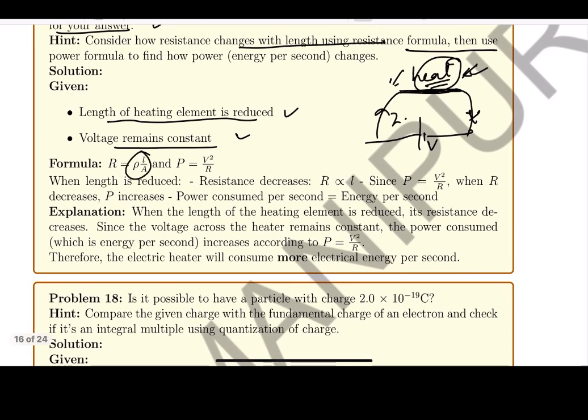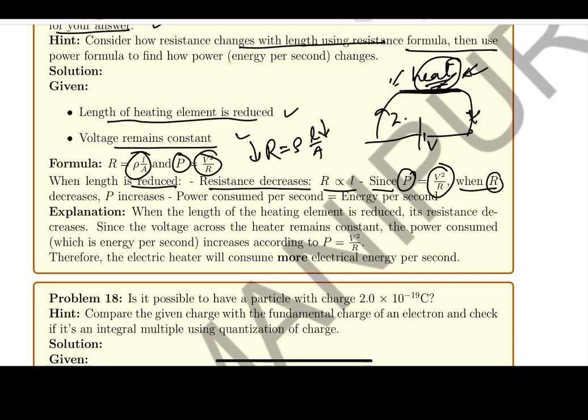So R is equal to rho L by A. Power is V square by R. When the length is reduced, resistance decreases. R is equal to rho L by A, right? Less length, less resistance. Since P is equal to V square by R, when R is less, if this denominator is less, power will be more. So this power will increase. So power consumed per second will be equal to energy per second.